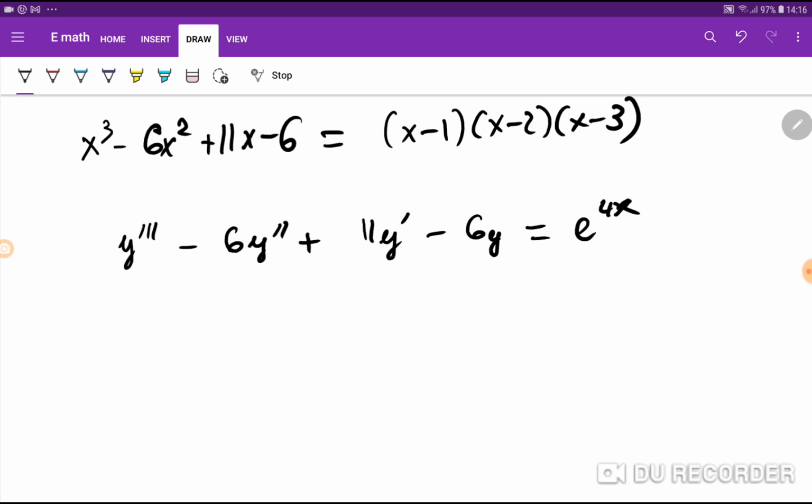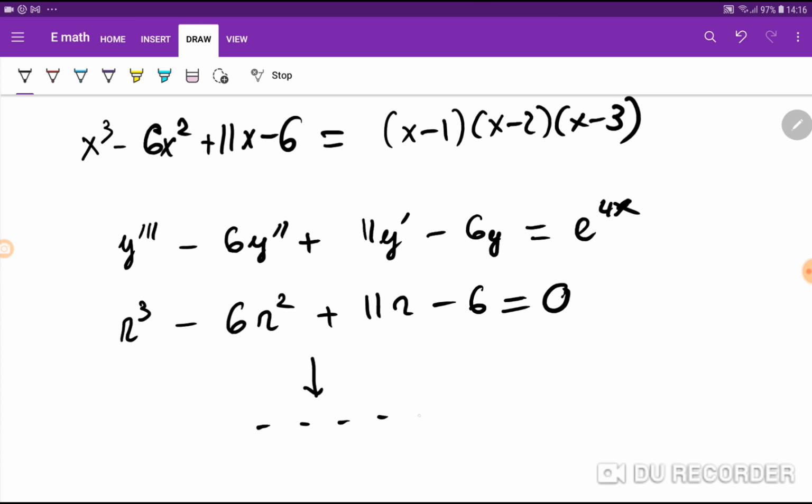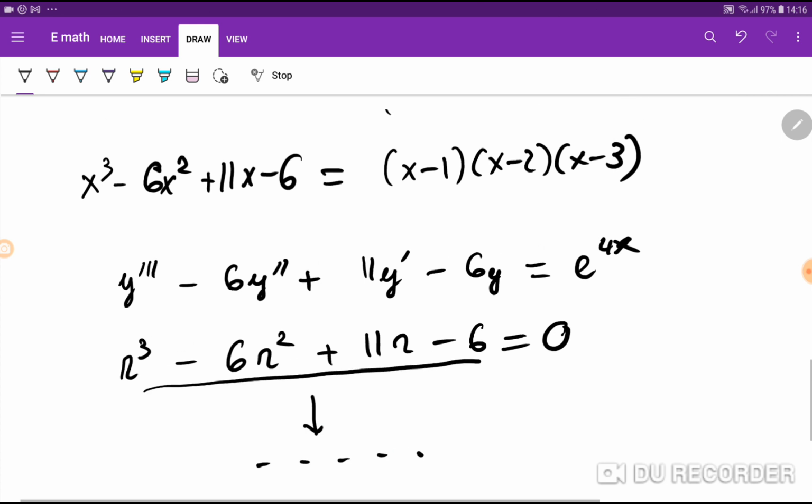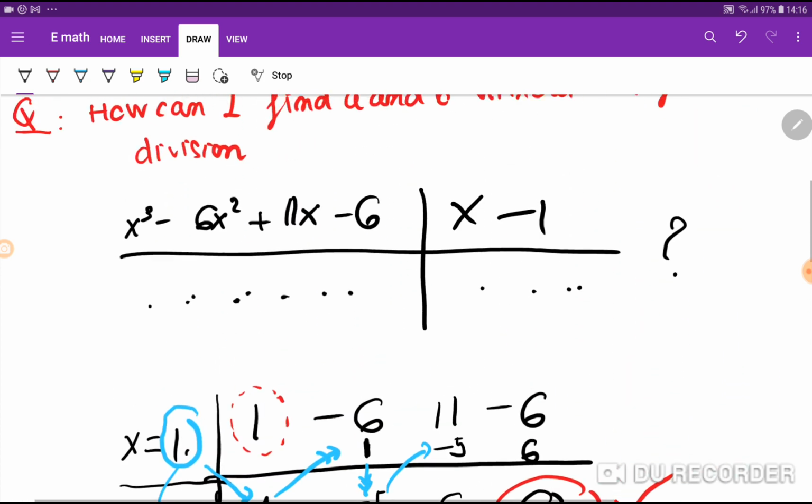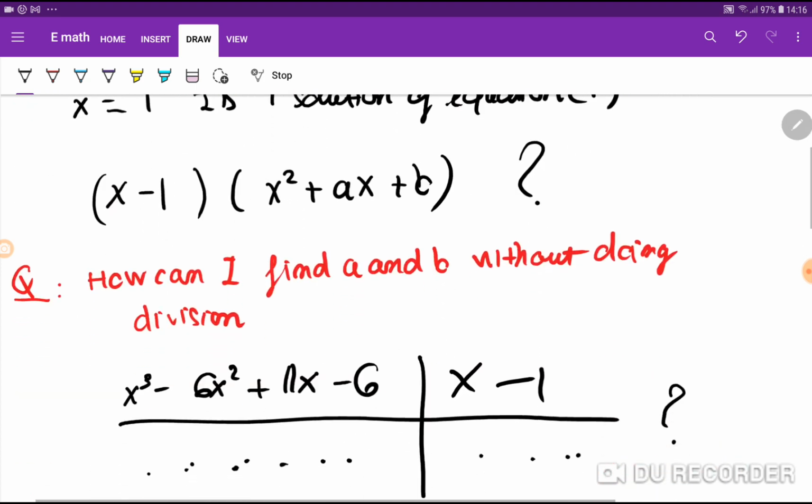Your professor or the YouTube guy or me or anyone will tell you, hey, you have to write out a characteristic equation. This is r cubed minus 6r squared plus 11r minus 6. And then you have to solve it equals 0. But in order to solve this equal to 0, knowing synthetic division is very helpful.